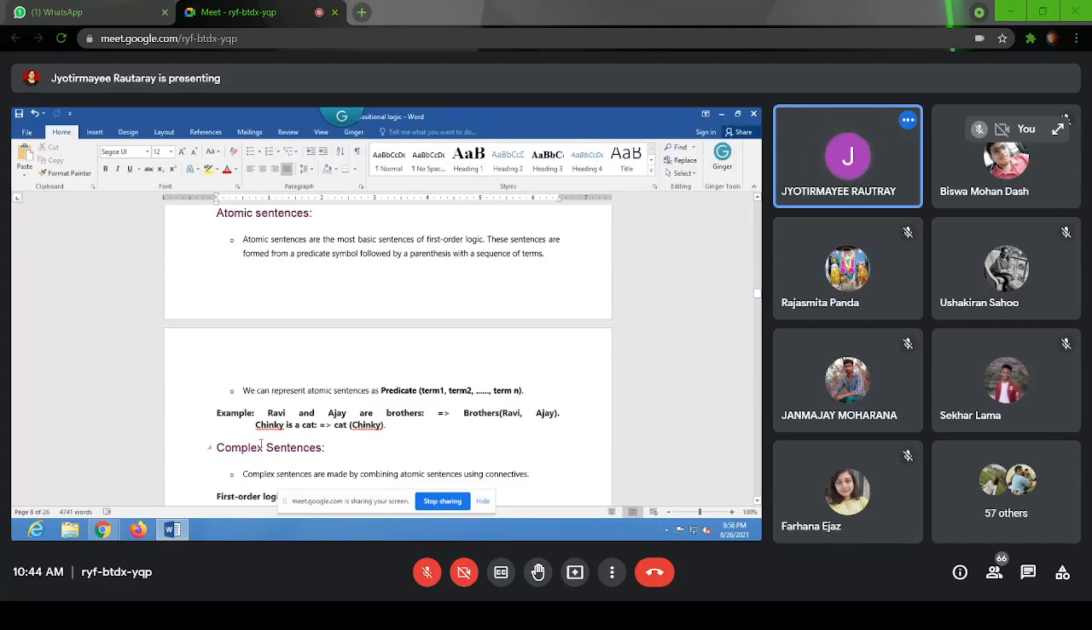The structure of the first order logic is: first you write the predicate, the relationship, and within brackets the terms, which are your objects. Suppose I say, for example, Robbie and Ajay are brothers. Robbie and Ajay are the subject, and whatever you have after the verb is the predicate. The relationship between them is brother, so brother is my predicate. Within brackets you write Robbie, comma, Ajay. That indicates that Robbie and Ajay are brothers. Getting?